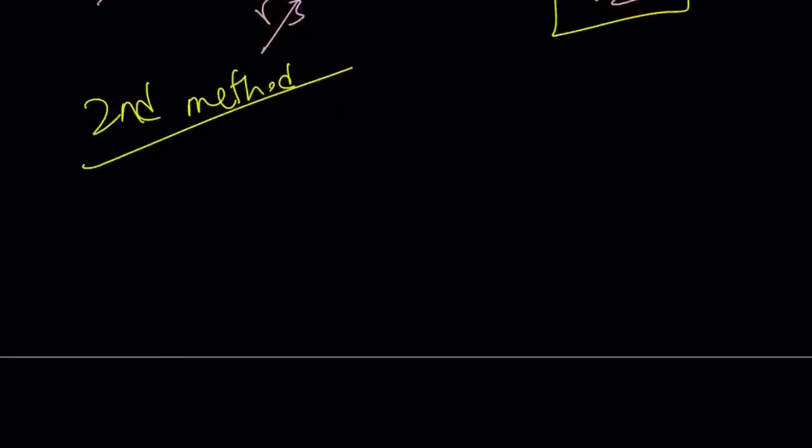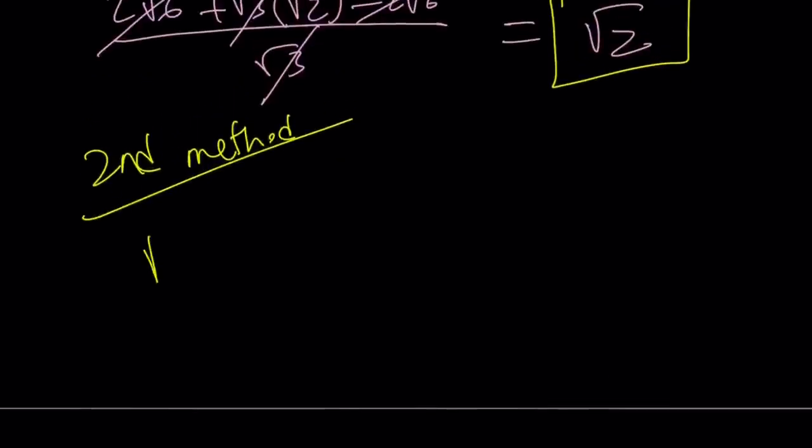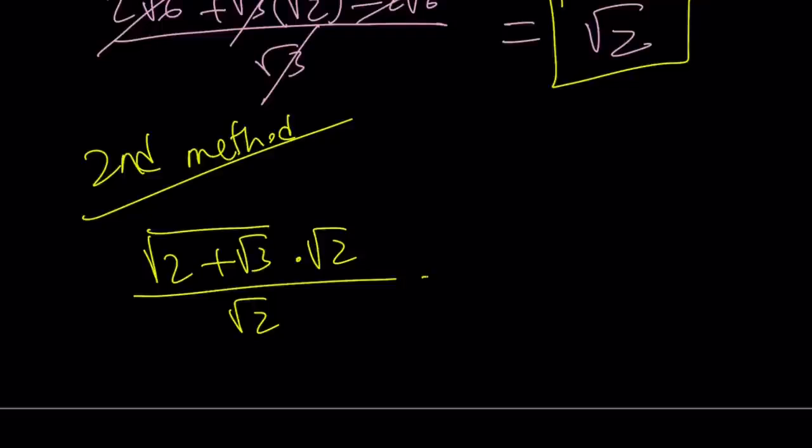For my second method, I would like to evaluate these expressions. So here's what I'm going to do. I'm going to multiply this by root 2 and divide by root 2. Inside the radical, I'll have 4 plus 2 root 3 divided by root 2.